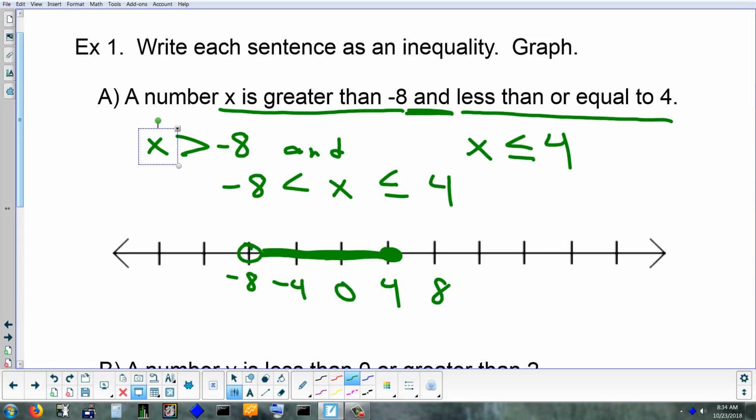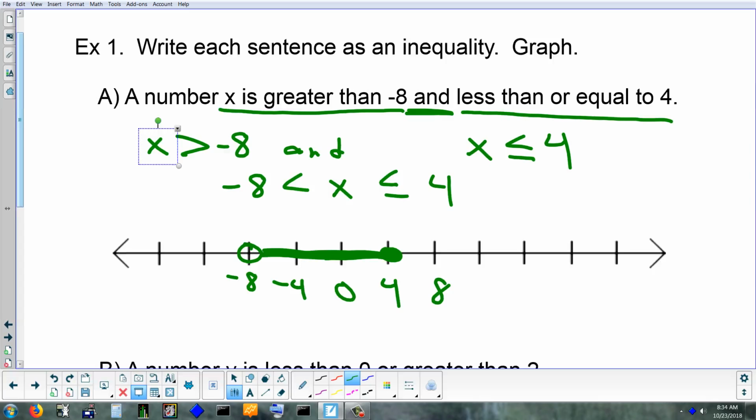What do you think? How about Garrett? Is -8 part of the answer here? Yeah? All right. Anyone else have any thoughts? Yes or no? What does all this stuff mean that we just did?